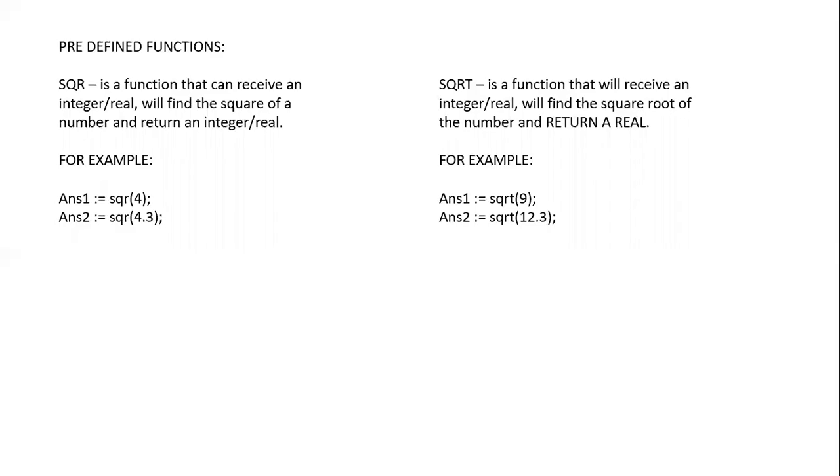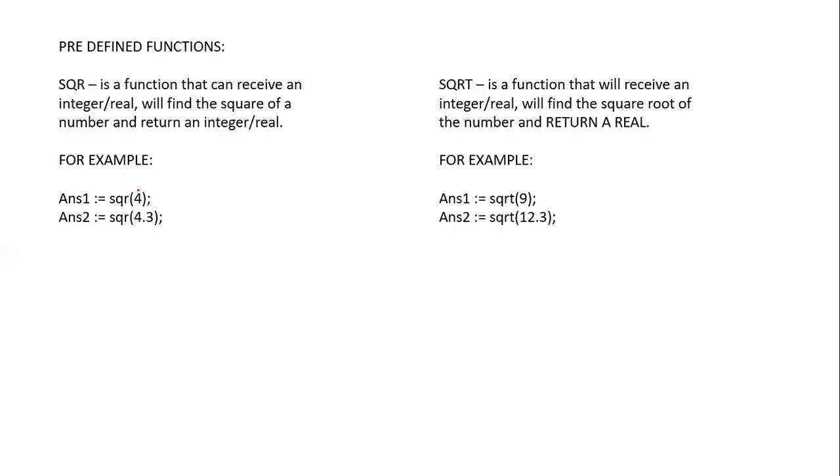In this video, we will look at predefined functions. The two predefined functions that we'll look at are square and square root. Square is a function that can receive an integer or a real value. It will find the square of a number and return the answer as an integer or real. Let's look at some examples.